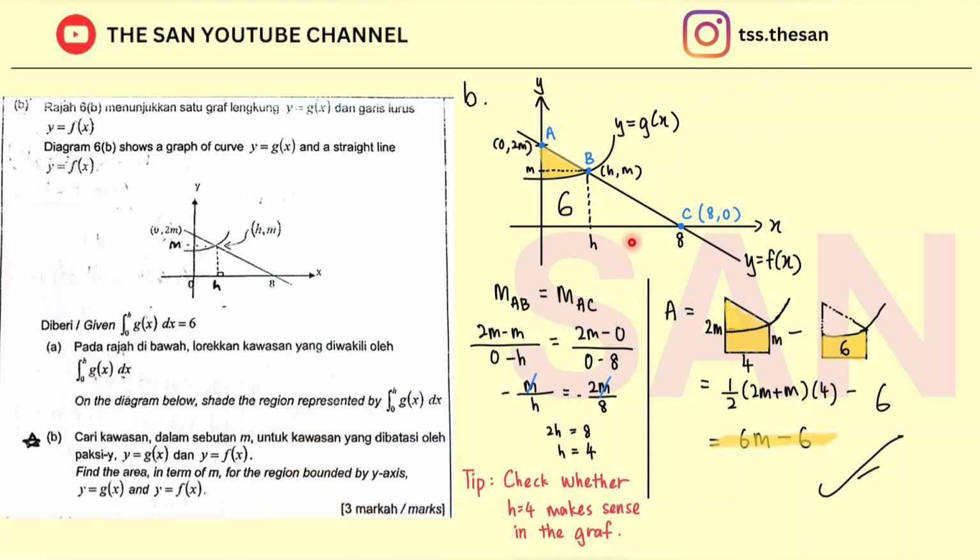Now after we know that h equals 4, and the question already tells you this area is 6, to find the area of this yellow color part, we just have to take the area of this trapezium minus the area under the curve, which is 6. And this will be our answer in terms of m.